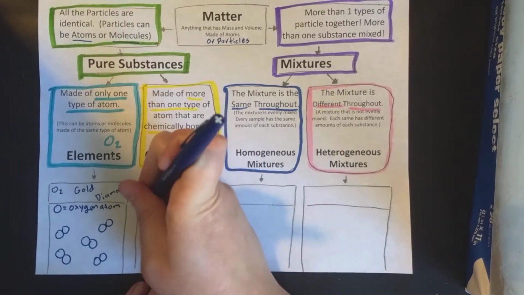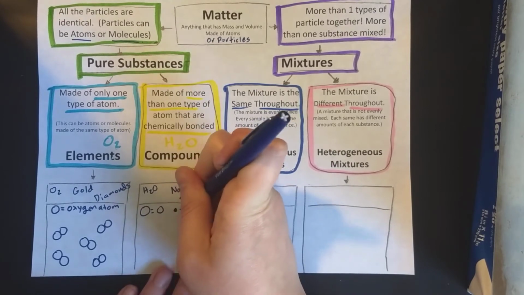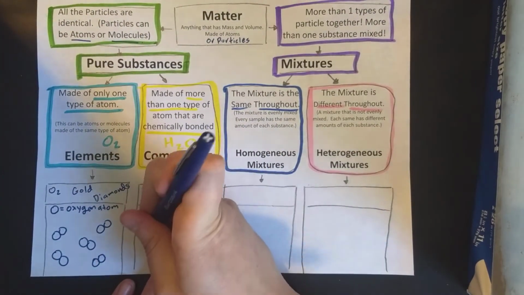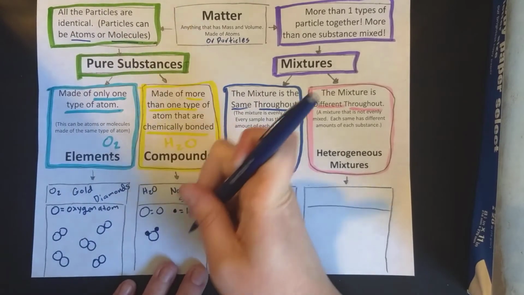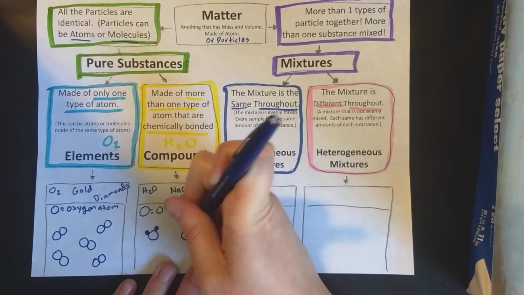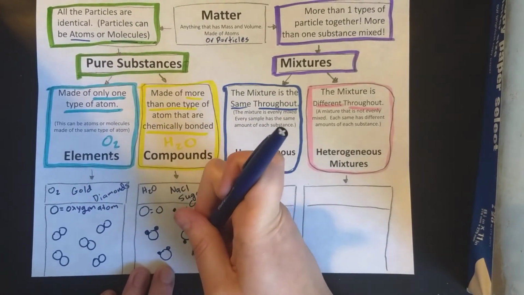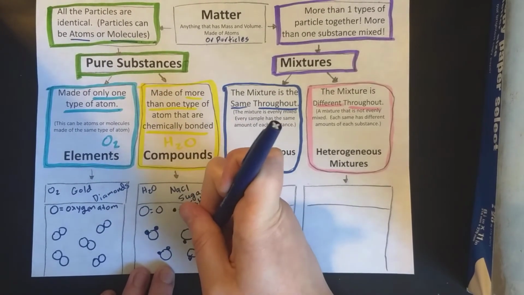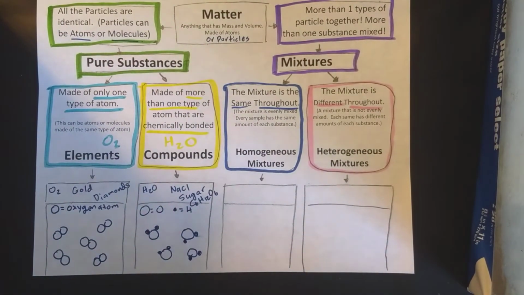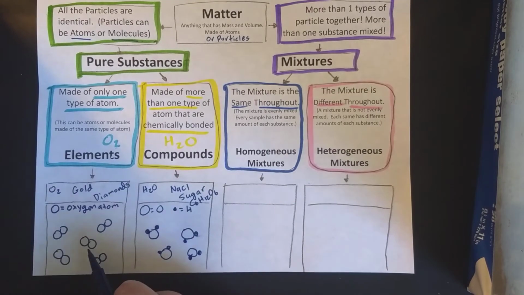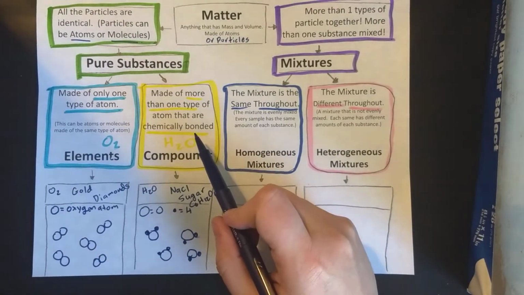So I'm still going to use the circle for O, and I'm going to use a little dot for H, okay? So for this one, they have to be bonded together, so they're connected. But if you look, every small particle is the same. It's all H2O. The difference is there's two types of atoms, and that's what makes it a compound. Okay, so one type of atom, element, two or more types of atoms, compound.